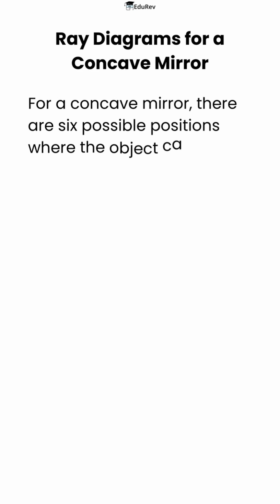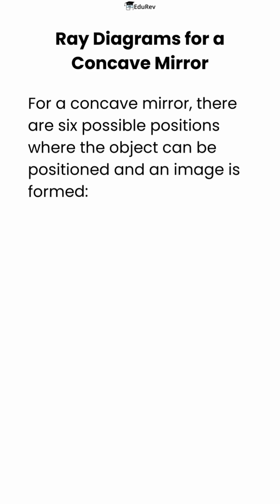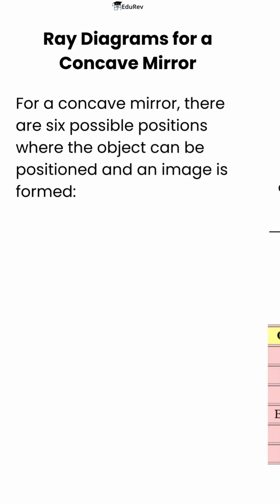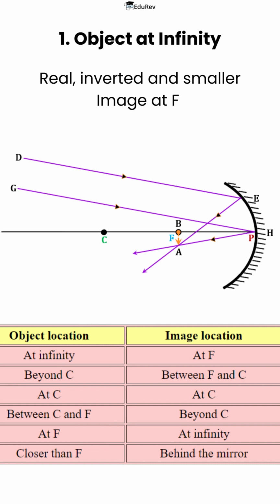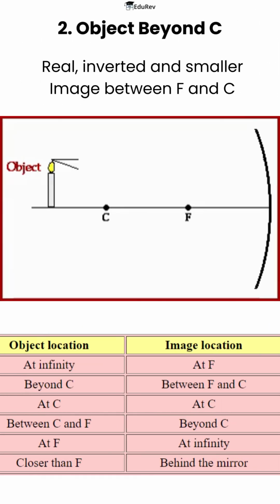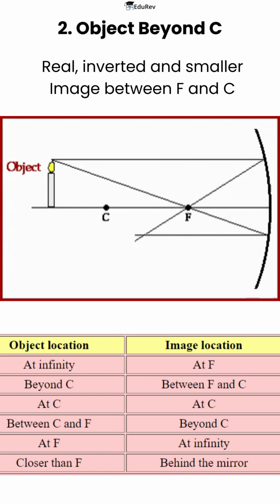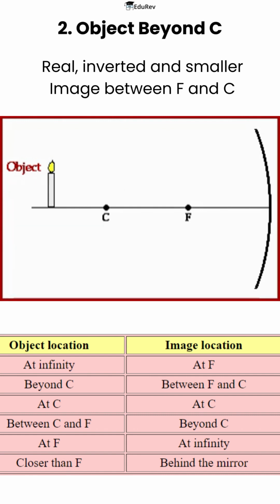Ray diagrams for a concave mirror. For a concave mirror, there are 6 possible positions where the object can be positioned and an image is formed. When the object is placed at infinity, a real, inverted and smaller image at focus is formed. When the object is placed beyond center of curvature, a real, inverted and smaller image between focus and center of curvature is formed.